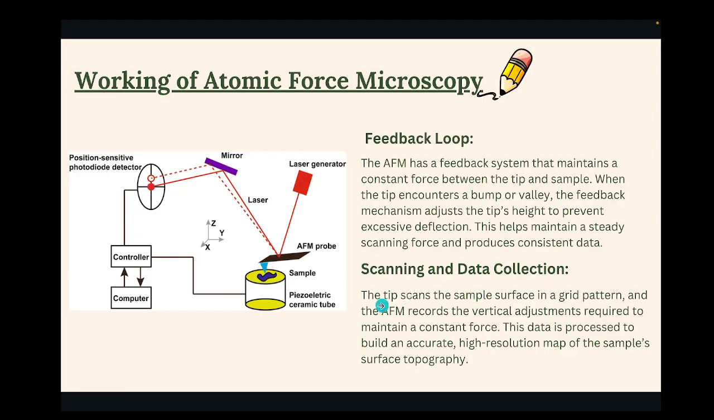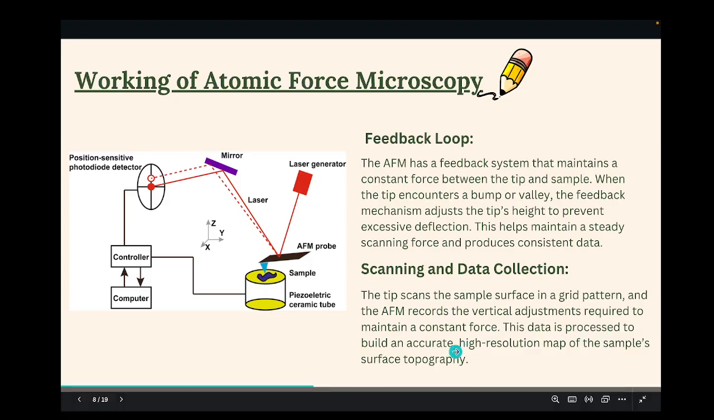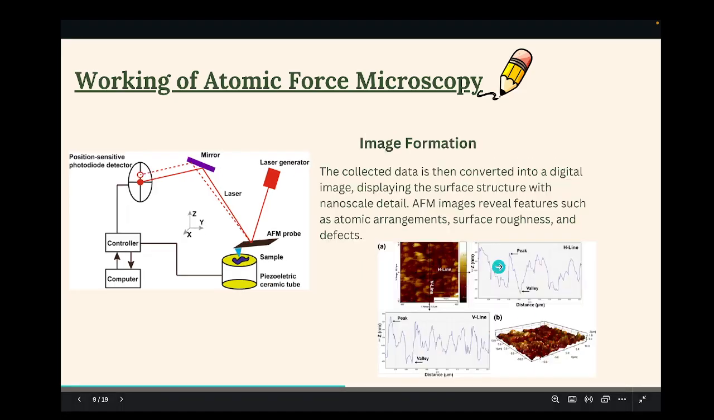Scanning and data collection. The tip scans the surface in a grid pattern, and the AFM records the vertical adjustment required to maintain constant force. This data is processed to build an accurate, high resolution map of the sample surface topography. So this is how the image formation takes place.